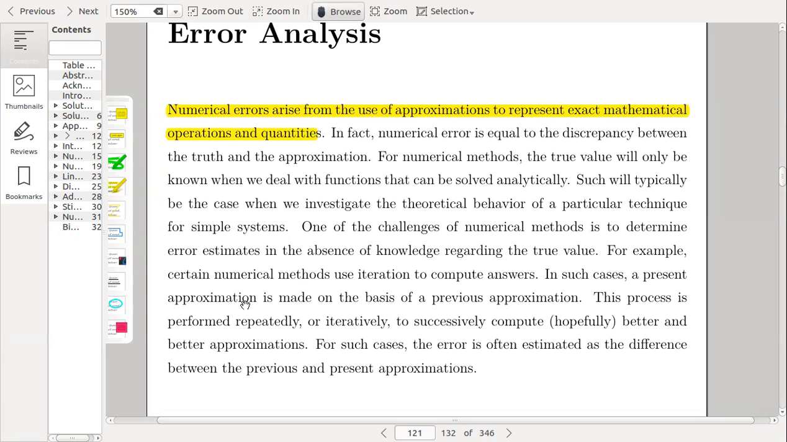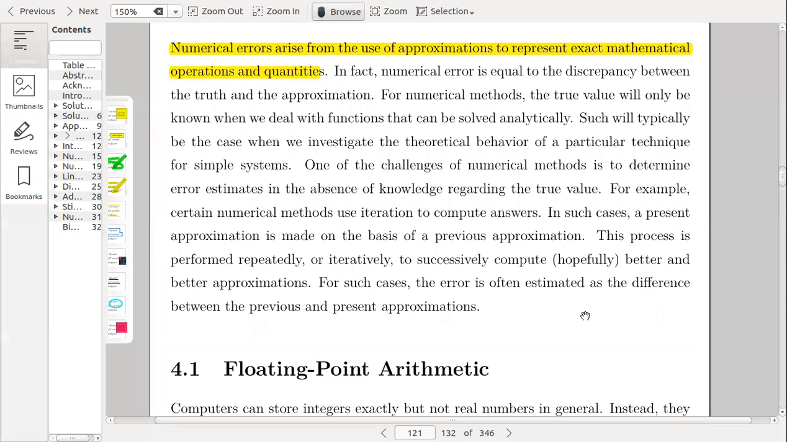For example, certain numerical methods use iteration to compute answers. In such cases, a present approximation is made on the basis of a previous approximation. This process is performed repeatedly, or iteratively, to successively compute, hopefully, better and better approximations. For such cases, the error is often estimated as the difference between the previous and present approximations.